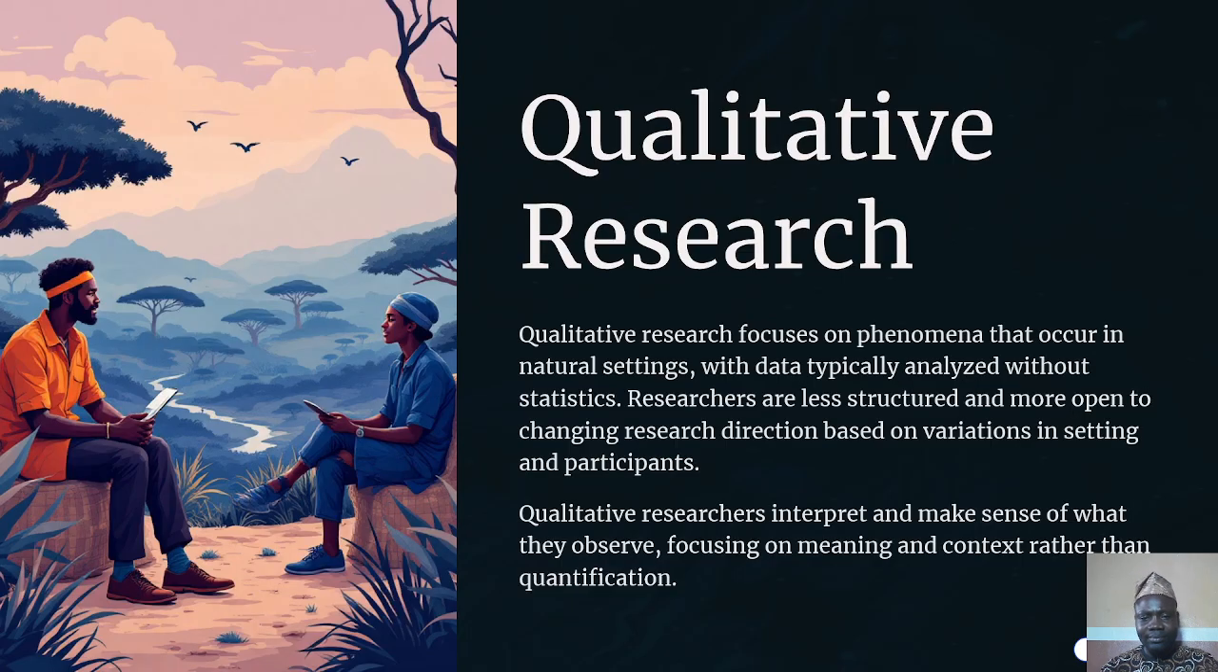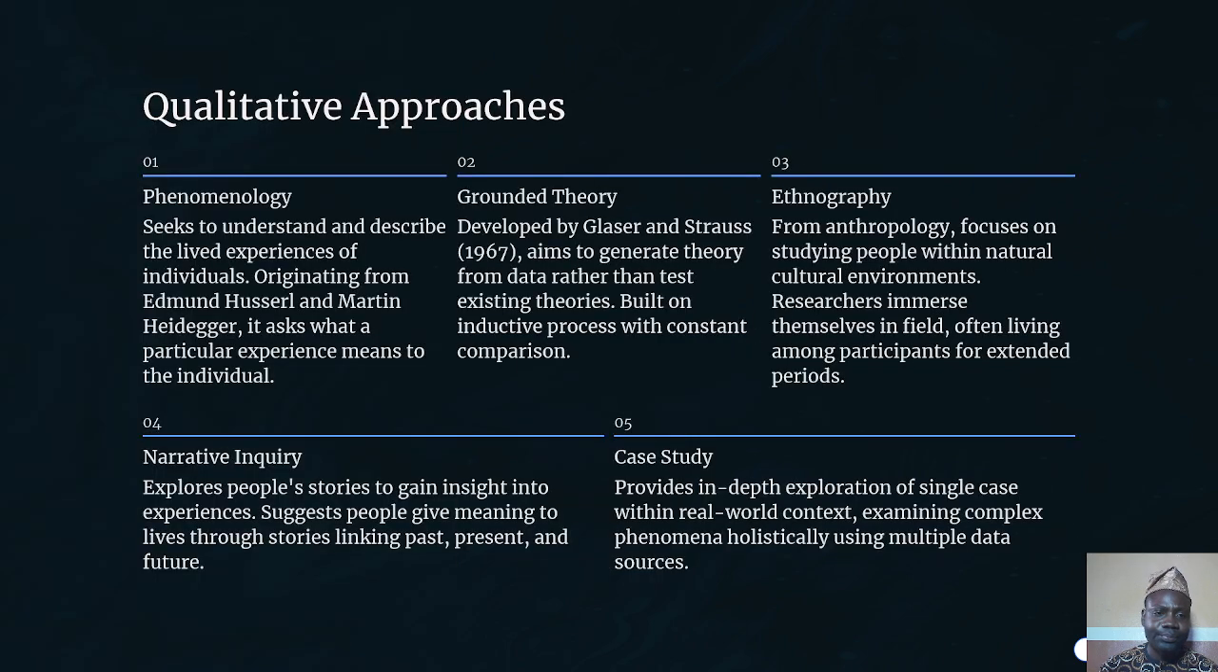For instance, if somebody wants to interview children of single mothers who made first class, and they want to interrogate how their parenting actually determined what they had become, this is a particular study that is significant. Another is that the qualitative researcher always interprets and makes sense of what they observe, focusing on meaning and context rather than quantification. So quantification is not the issue.